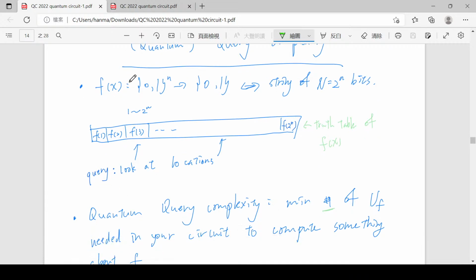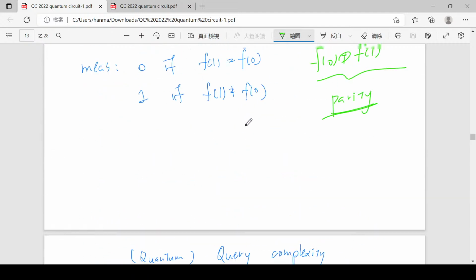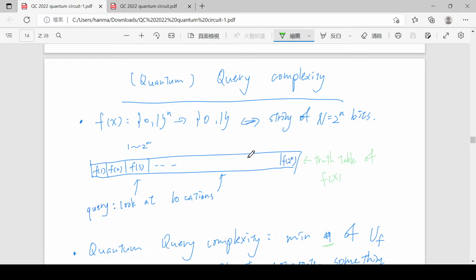And when we do a query on this f of x, we basically look up locations in this very long input string. You can think about querying f of x as looking up a location of this input string, at least for a classical query. But for a quantum query, as we just saw, we can look at different positions in quantum superposition.